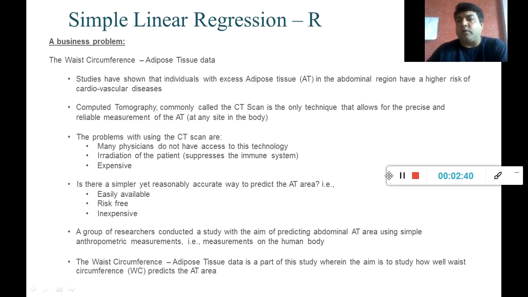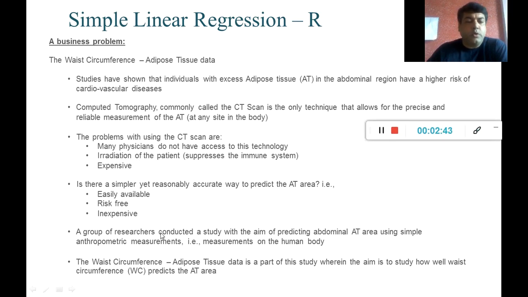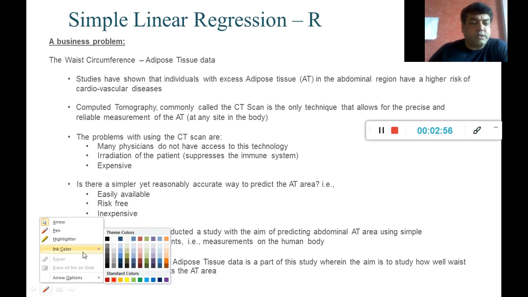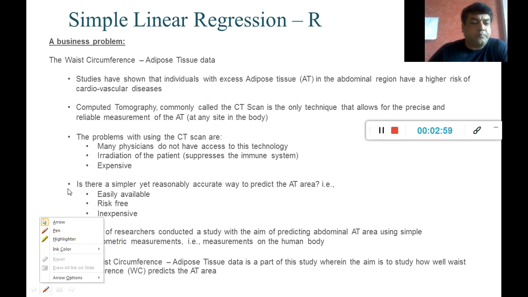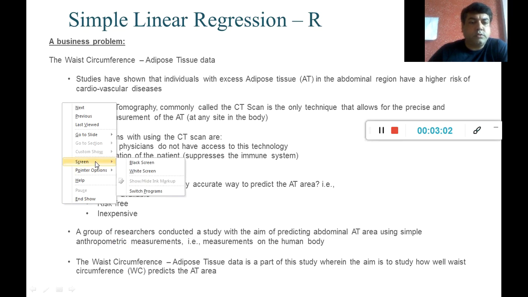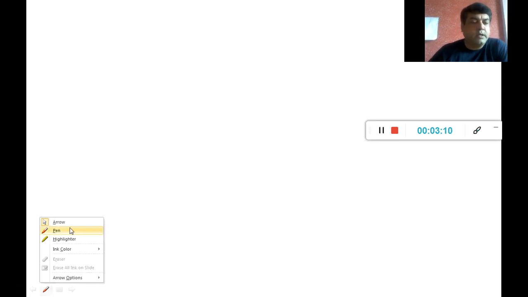For those who are new and watching it for the first time, I would like to spend a couple of minutes on the do's and don'ts, or the procedure to be used to solve any given business problem when it comes to data science analysis. So first of all, this is going to be the procedure to solve a business problem. So I'm writing here: procedure.